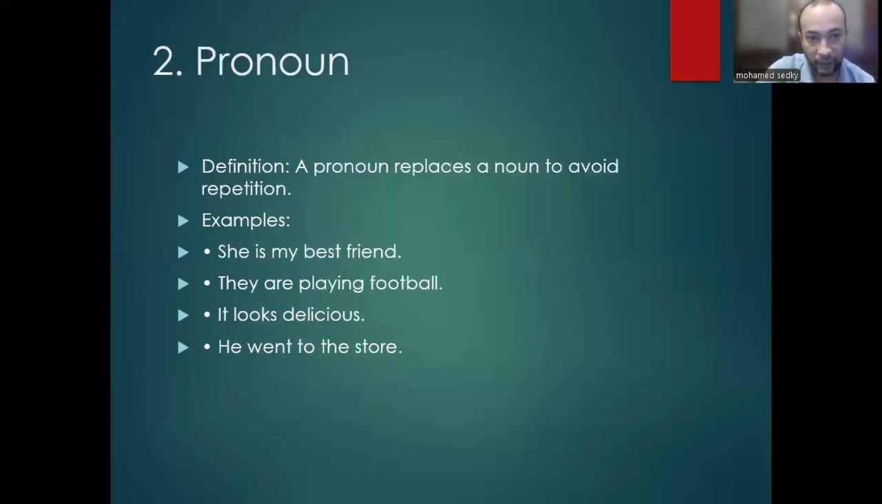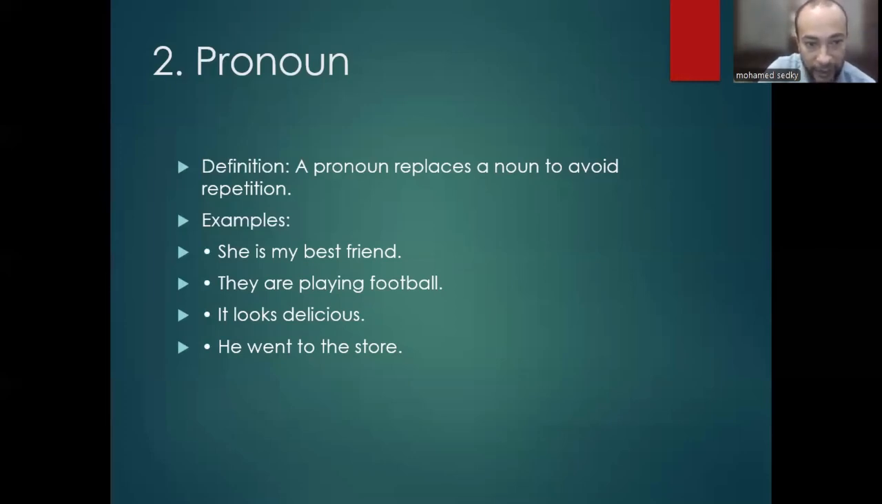Now, if we move to the second part of speech that we're having, which is the pronoun, the pronoun simply replaces a noun to avoid the repetition of the same noun more than one time in a sentence. So that's the main function of the pronoun, which is replacing a noun. Now, let's go through the examples that we're having here.